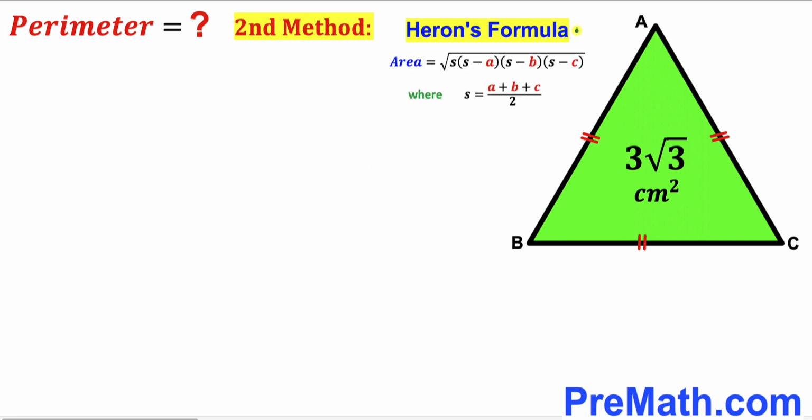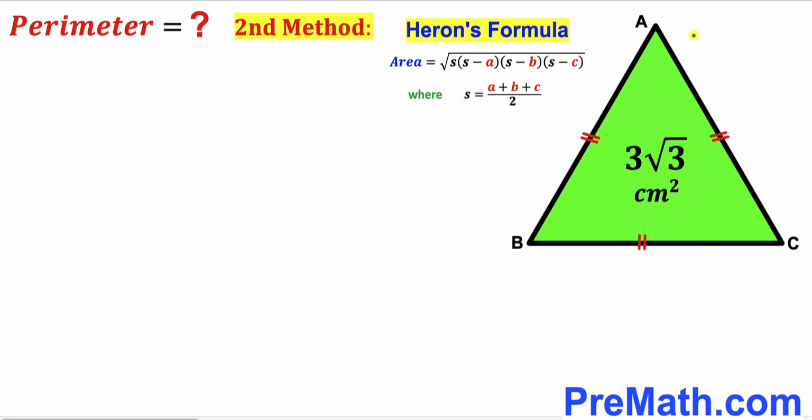using the Heron's formula to calculate the perimeter of this triangle ABC. And here's our Heron's formula. Area of the triangle is always equal to the square root of s times s minus a times s minus b times s minus c, where s is always equal to a plus b plus c all over 2, and s is also called the semi-perimeter.